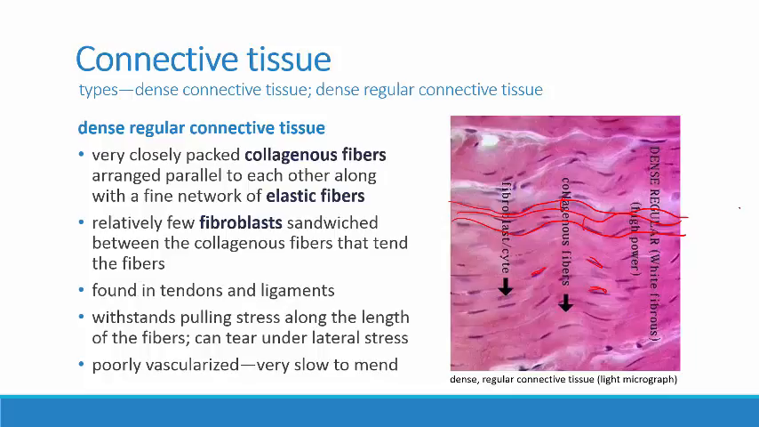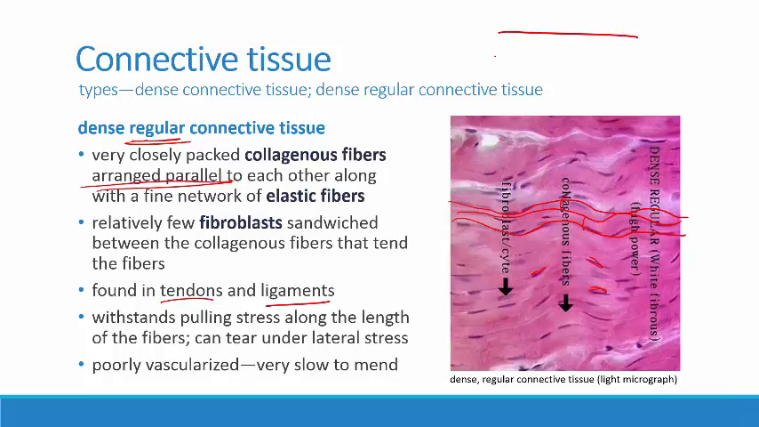The primary locations of dense regular connective tissue in the body are the tendons and the ligaments. And because of this closely packed arrangement, they're arranged very parallel to each other. So that's what makes them regular. We'll see that dense irregular connective tissue has the protein fibers in that higgledy-piggledy way that we saw in areolar tissue too. Dense regular tissue is found in tendons and ligaments, and it's very strong.